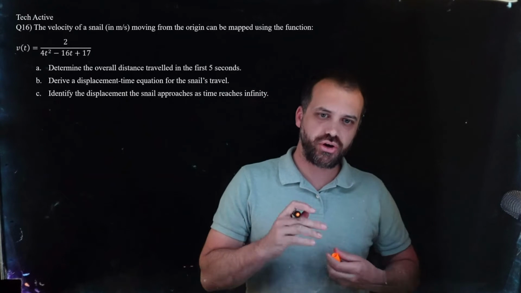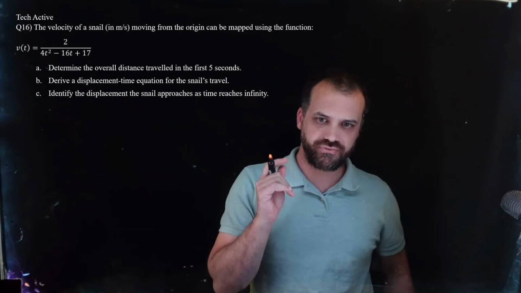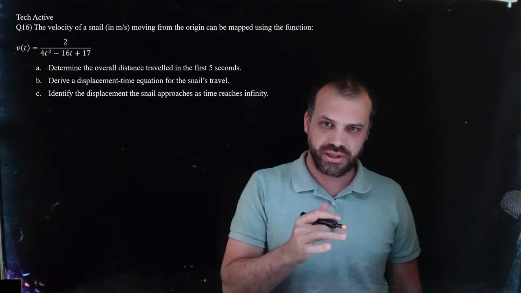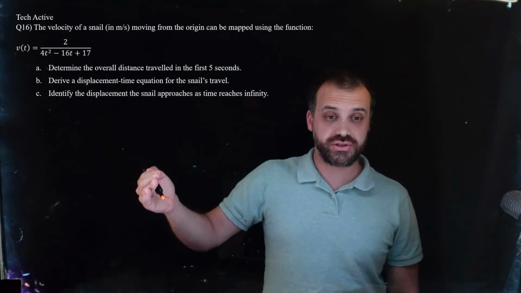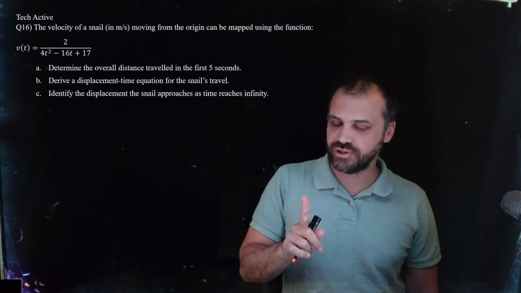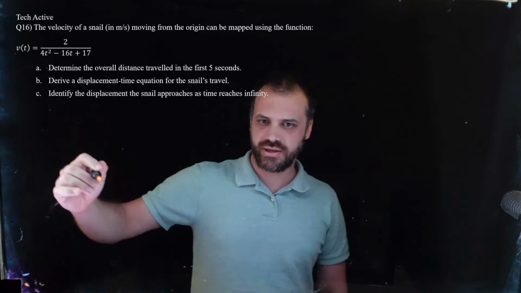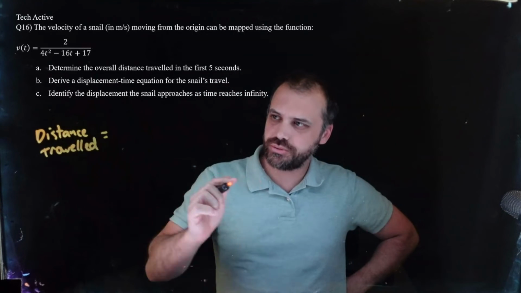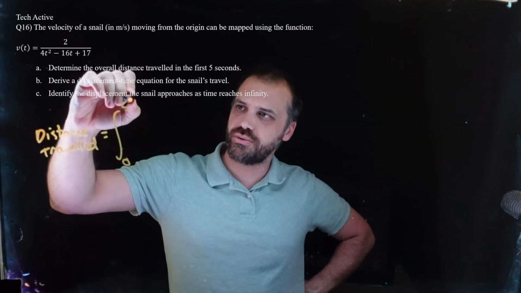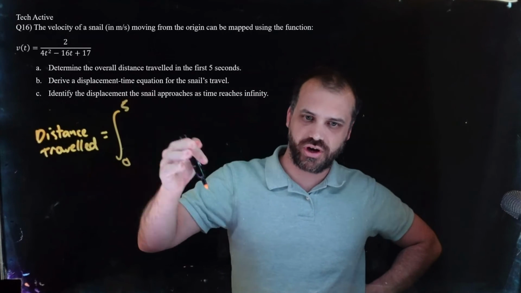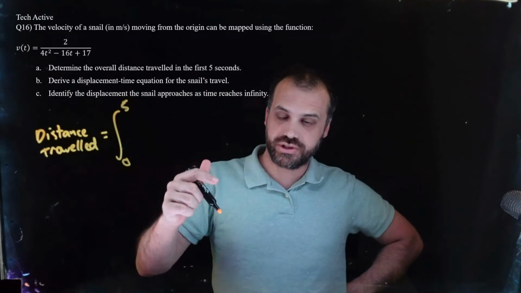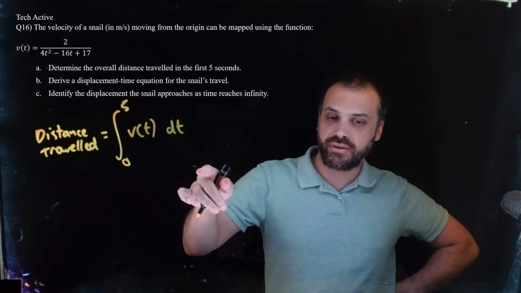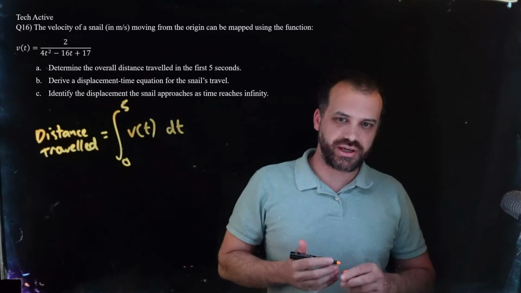So determine the overall distance traveled in the first 5 seconds. So we've got a velocity function with respect to time. Being able to find the overall distance traveled should be relatively straightforward as long as we keep our wits about us. The overall distance traveled should be equal to the integral between 0 and 5, so from the starting time to the 5 second mark, of the velocity function, v with respect to t, where v(t) is just the equation we've got there.